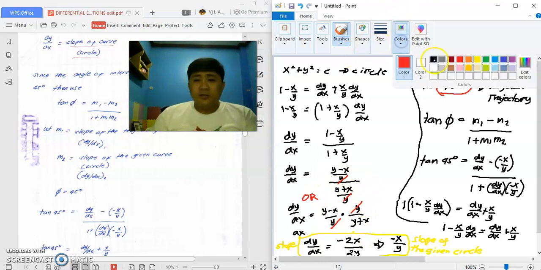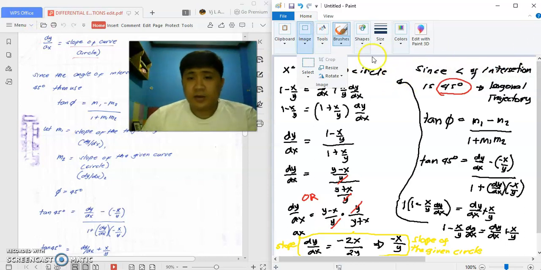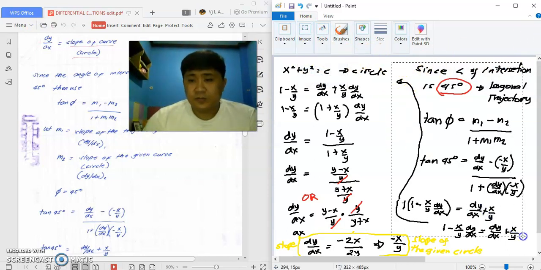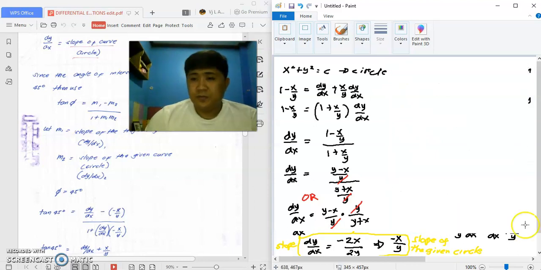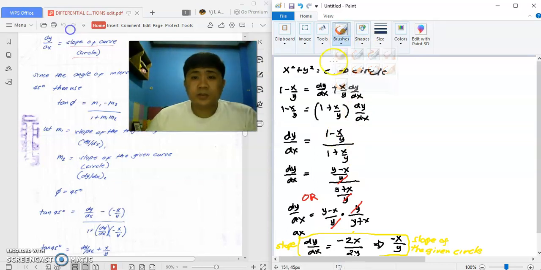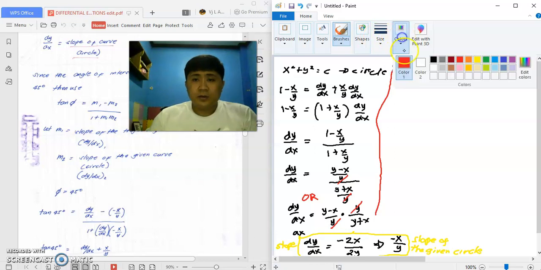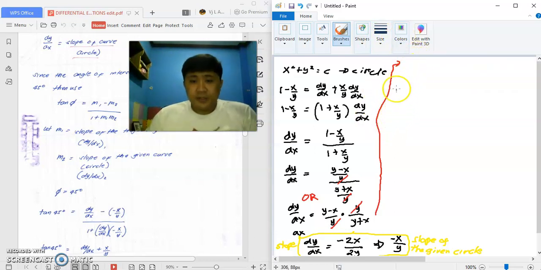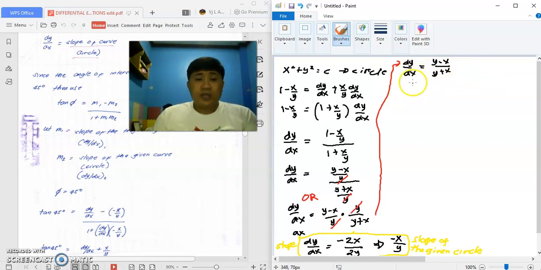Okay. So, from there, let me erase this solution. So, we can continue. Okay. Now, so from here, let's go up here. So from here, we are only left with dy over dx is equal to y minus x over y plus x. So from here, we could just cross multiply so that we could integrate it already.